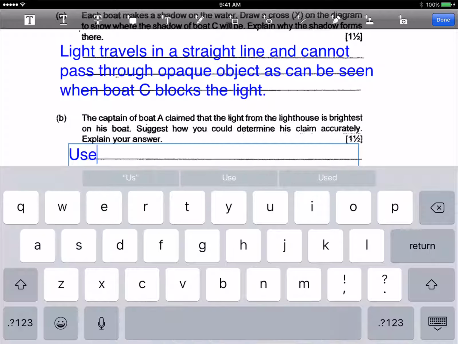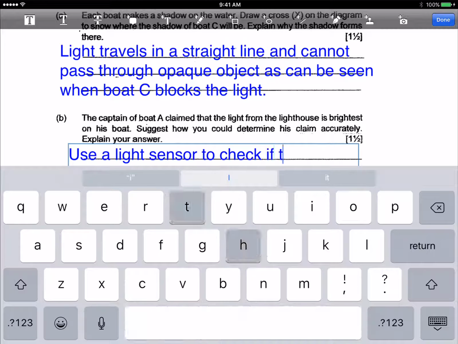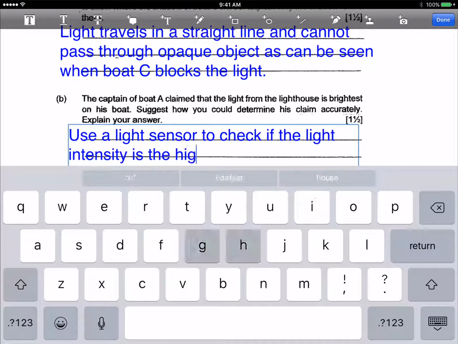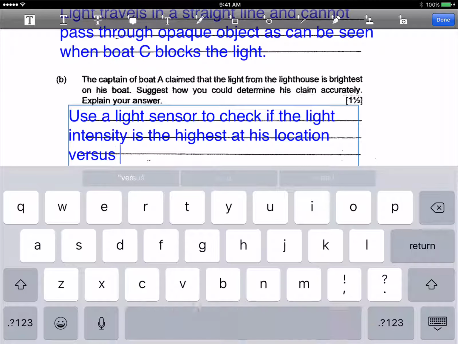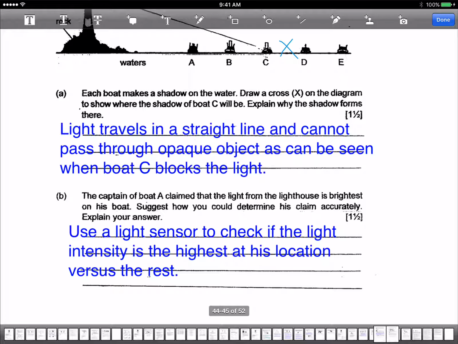Right. So use a light sensor to check if the light intensity is the highest at its location versus the rest. Okay, that's it. And I use compared to the rest. Yeah, compared to the rest. Right, very straightforward.